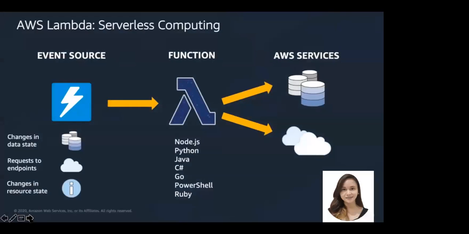For this, we're going to use AWS Lambda. Lambda is a compute service that lets you run code without provisioning any servers. You just upload your code and then Lambda will take care of everything required in order to run or scale your code with high availability.